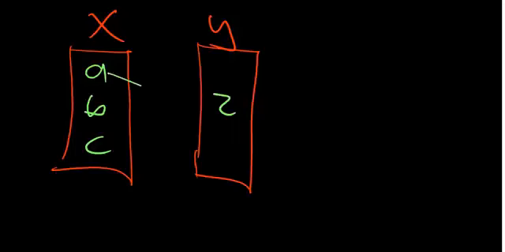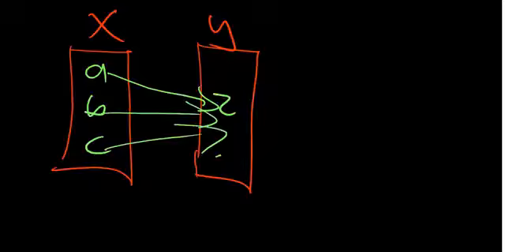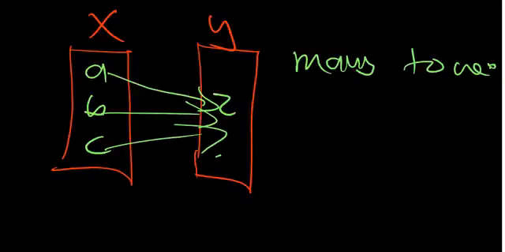So if this one is mapping here, this is what's going to happen. This is what we call many to one. What is happening here is that many values of x are only relating to one value of y. That's why we're calling it many to one. So this is a many to one function.